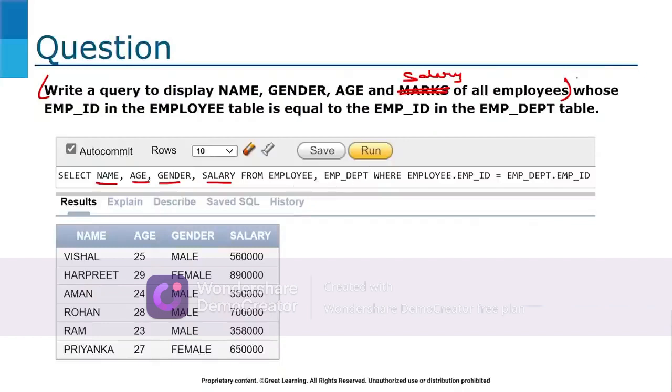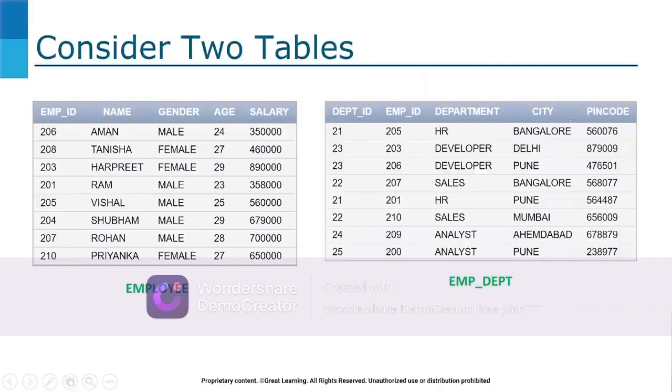What is the next thing? The next thing is the condition. See, whose employee ID in the employee table is equal to the employee ID in the employee department table. That means the employee ID from the employee table should be matching with the employee ID in the employee department table. So let's match it.